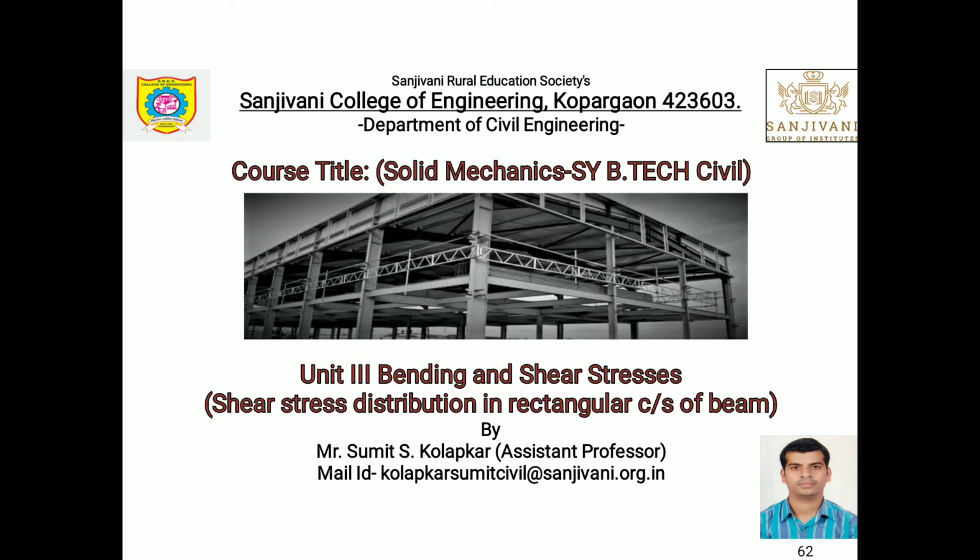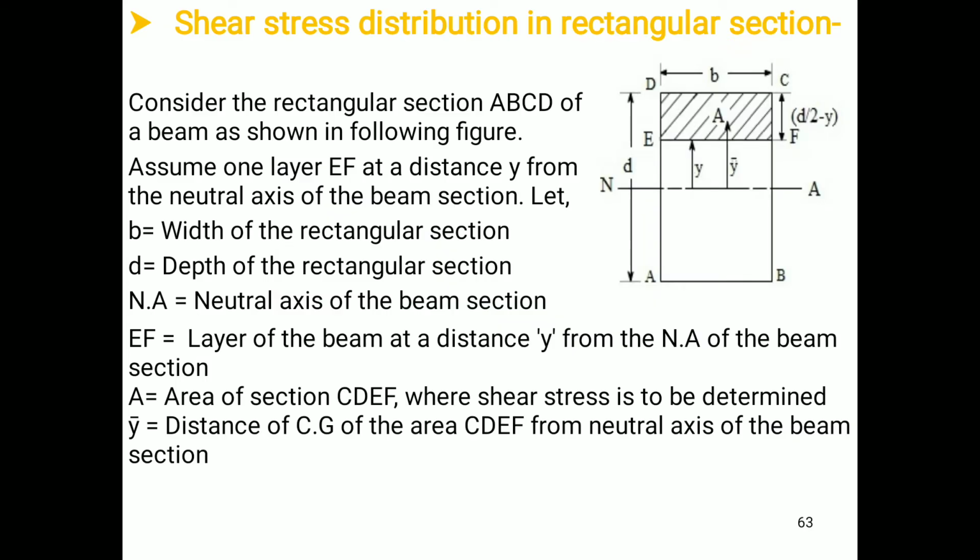In today's video lecture, we are going to see the shear stress distribution in a rectangular cross section of the beam. For that purpose, we concentrate on a rectangular cross section of the beam ABCD. It has width equal to B and depth equal to D. Therefore, assume one layer EF at a distance of y from the neutral axis of the beam section.